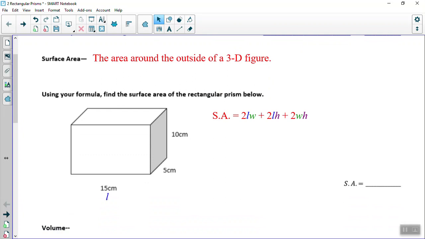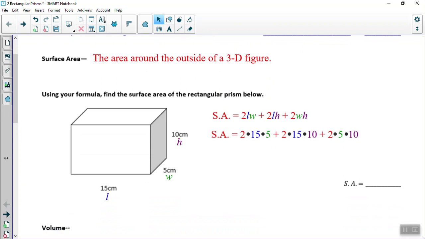So I've gone ahead and identified this side here, the 15, is my length, this side here, the 5, is my width, and then this side here, the 10, as my height. So now I'm going to take those values and substitute them in. So remember, when a number and variables are all stuck together, it means they're being multiplied. So when I substitute those numbers in, I'm going to put my times symbol in between every number.